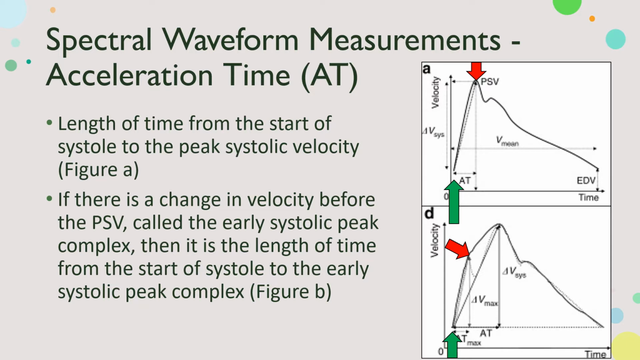Now, sometimes there's actually a change in the velocity before we get to the peak systolic, and that's the picture on the bottom. When there is a change in the slope, which means a change in the velocity, that is called the early systolic peak complex. If there's a clear demarcation between one velocity and the next velocity, an angulation there where that red arrow is, that is our early systolic peak complex, and that is where we measure the acceleration time to. So it's from the green arrow to the red arrow.